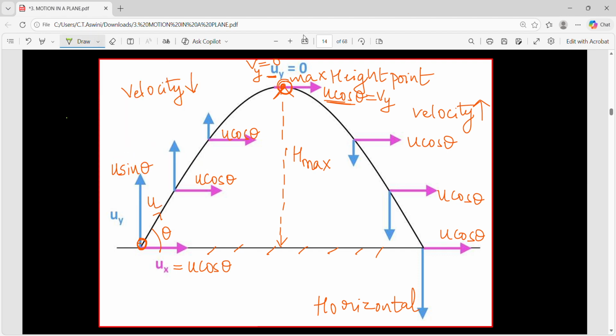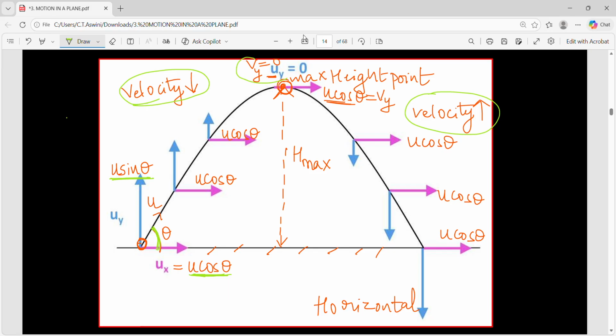Adjacent component is vector cos theta, perpendicular component is vector sin theta. And angle of projection is theta. Always we take this angle of projection with the horizontal. And there is no change in velocity of the x component, but there is a change in velocity of the y component. Initially it goes on decreasing, it becomes 0 at maximum height, and then it goes on increasing. Are you clear with this velocity of y component?